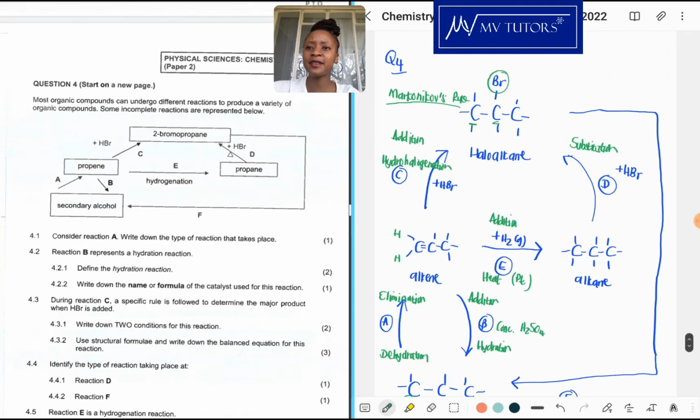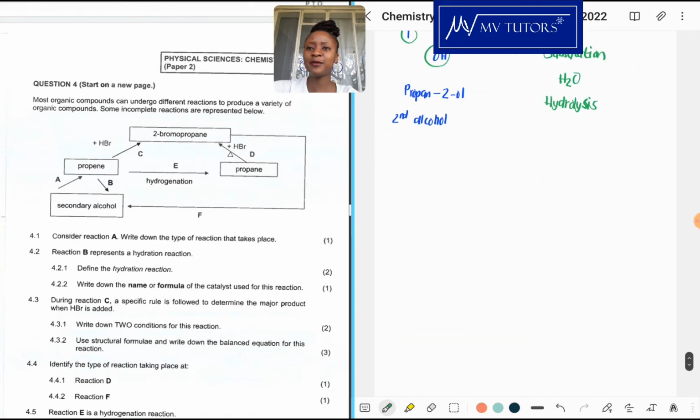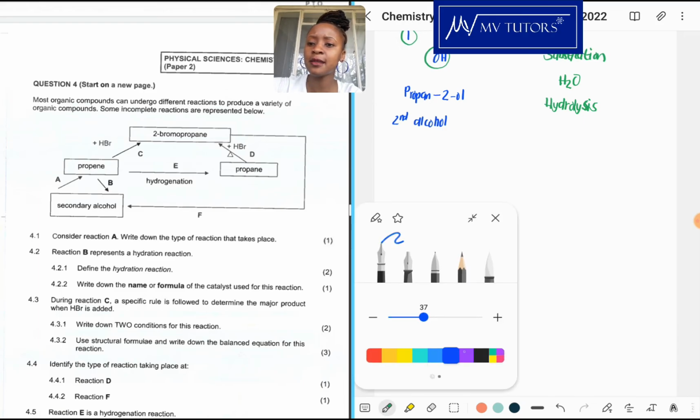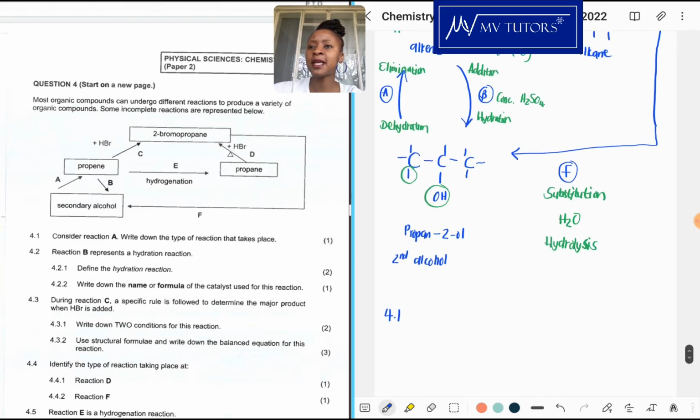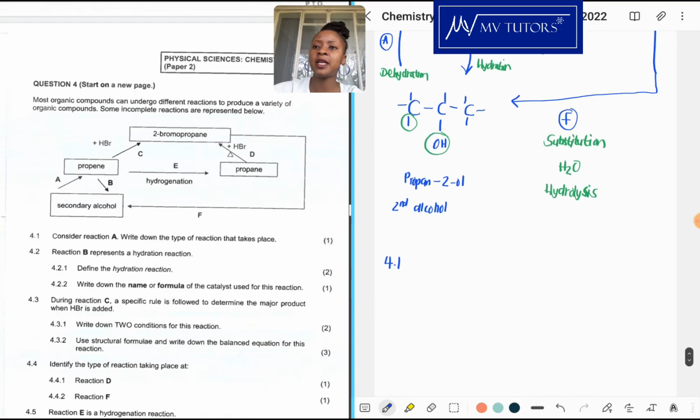We have fully chewed and digested this thing and taken it apart. So now let us answer the questions. Hopefully this will go by very quickly. It says, consider reaction A, write down the reaction that takes place. We did talk about it. It's called an elimination reaction or dehydration.